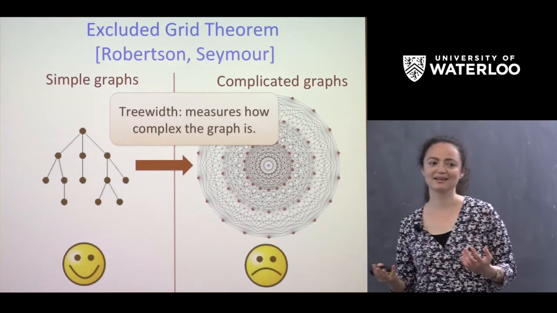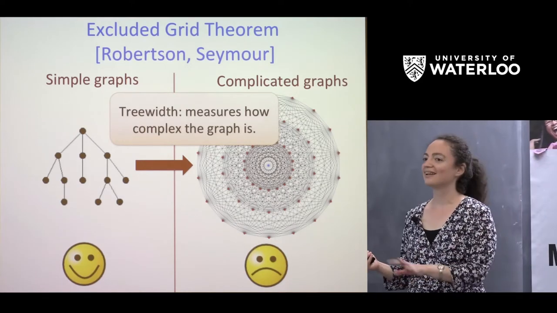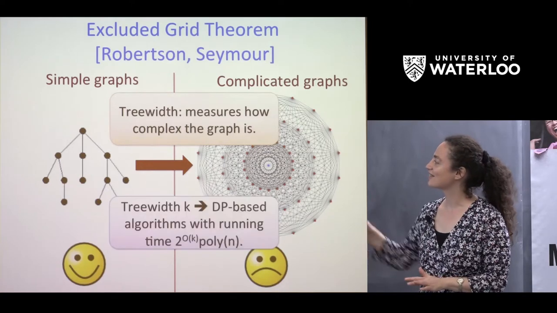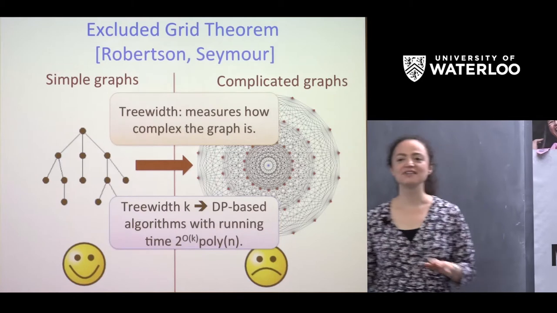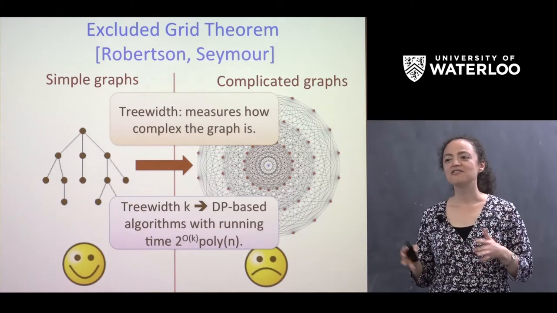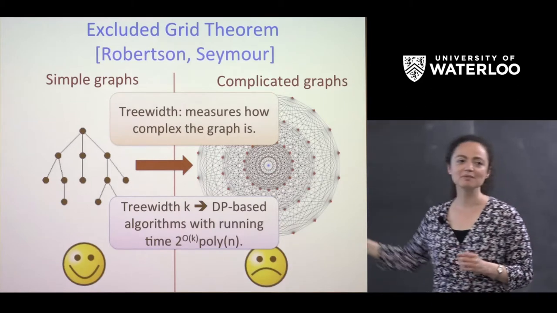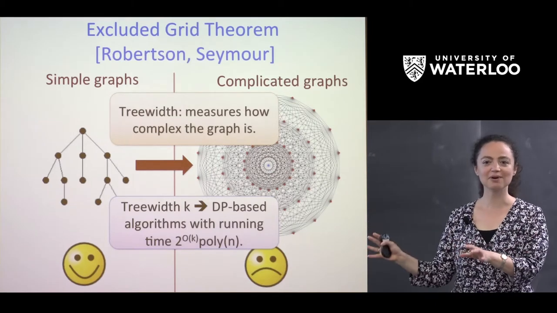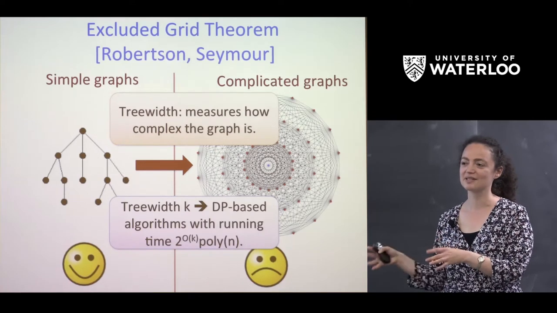OK, in what sense? The way I think about treewidth intuitively, and don't tell anybody because it's not really very formal, is that if your graph has treewidth k, for many problems you can get algorithms whose running time is 2 to the k times polynomial in n. It's not a promise or a formal statement or anything like that, but mostly this is the feel of what treewidth k means.